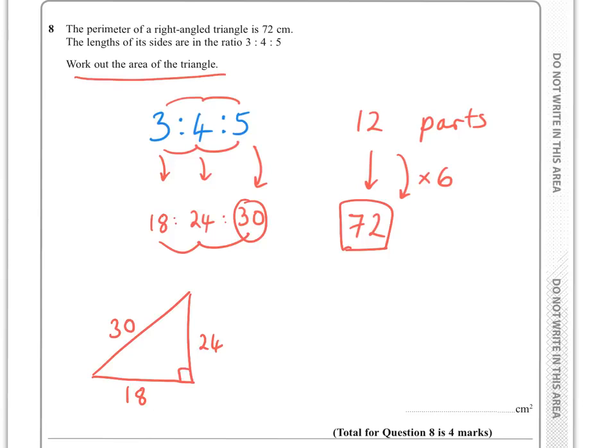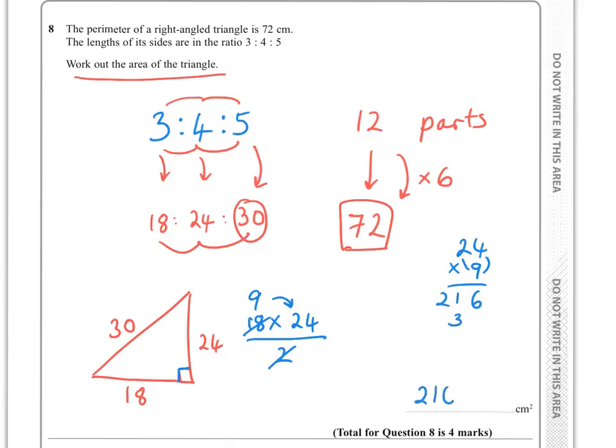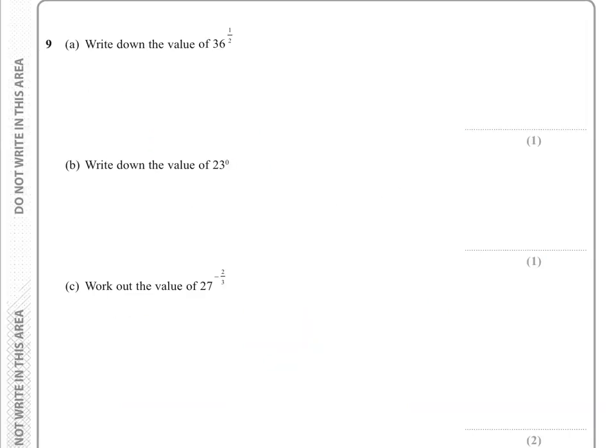We want to work out the area, so that's going to be base times the height, perpendicular height that is, halved. So to make that easier for us, we can say that's just 2's into 18 is 9, and so the answer is 9 times 24. And that gives us 216 centimetre squared. Question 9.